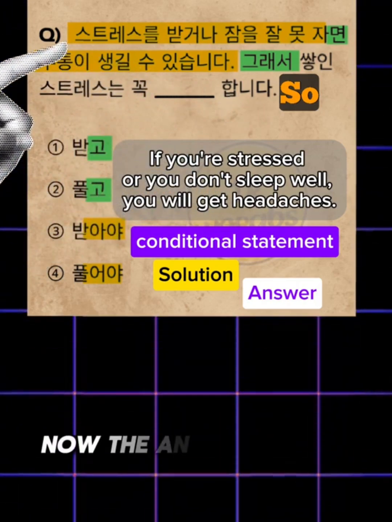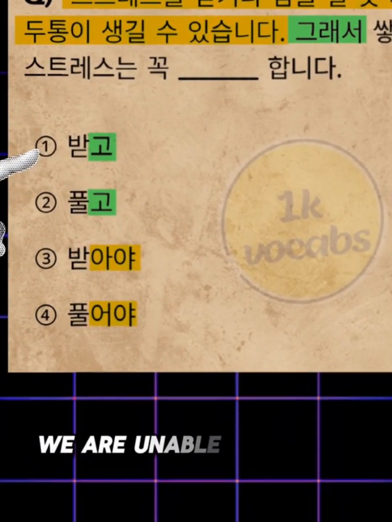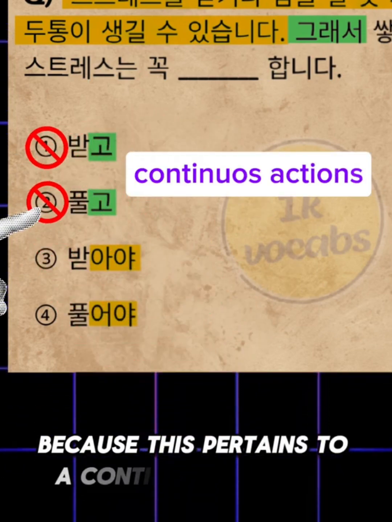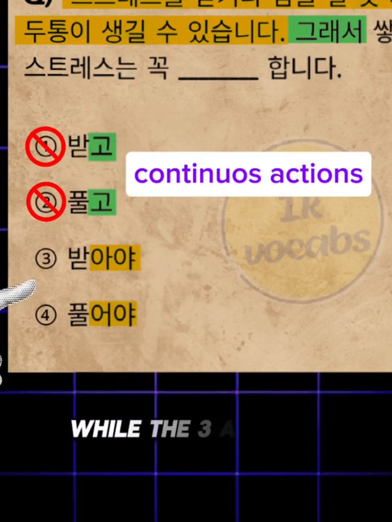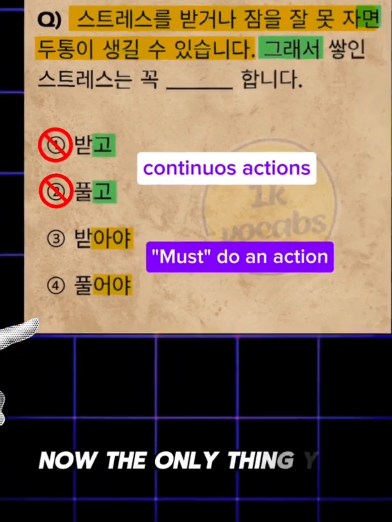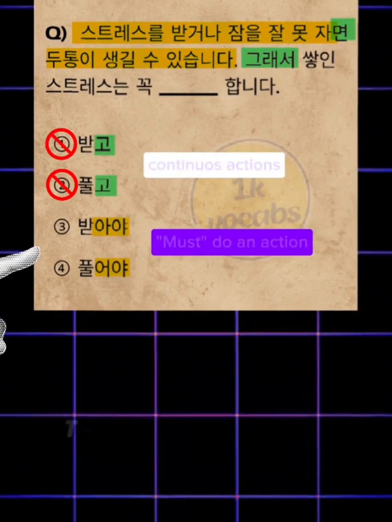Now the answer here is either number 3 or 4. We are unable to use go from 1 and 2 because this pertains to continuous actions, while 3 and 4 pertain to must-do actions. Now the only thing you need to do is to choose the appropriate word between these two. The correct answer here will be number 4. Here is another one.